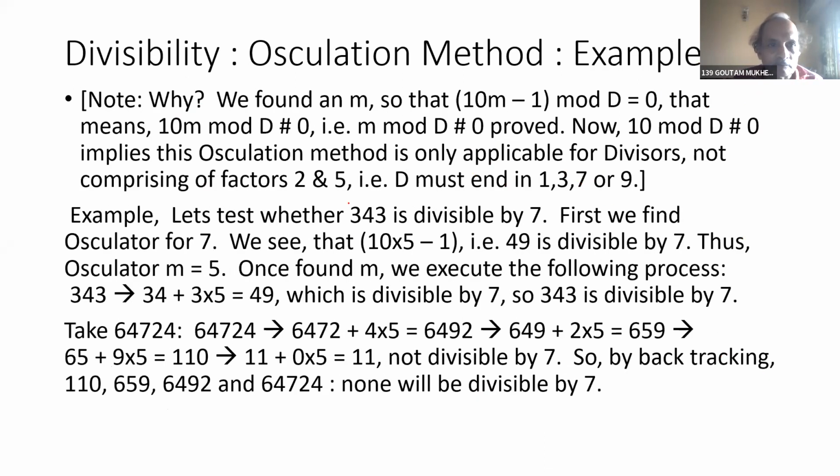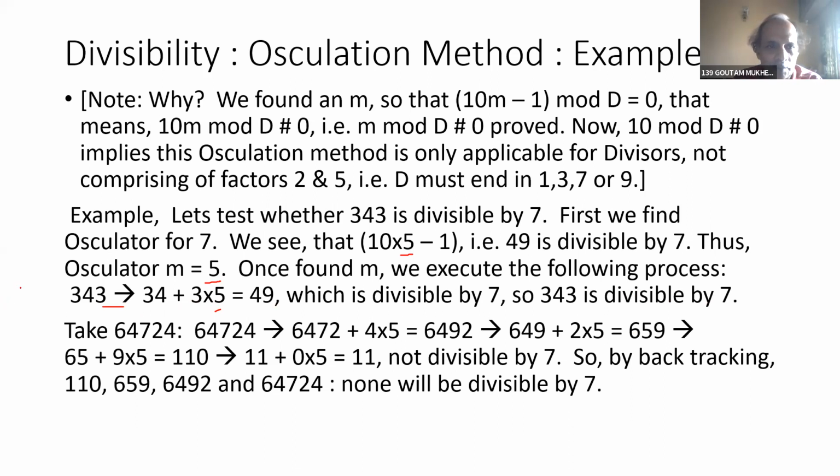Now example. Suppose the case was 343 divided by 7. First, we find the oscillator of 7. We see that 10 into 5 minus 1, 49, is divisible by 7. Thus, the oscillator of 7 is 5. Once I found the oscillator, repeatedly I do the following process. 343 becomes 34 plus 3 into 5. 5 is the oscillator, so this 3 I am multiplying. 34 plus 15 becomes 49, which is divisible by 7. So 343 is divisible by 7.